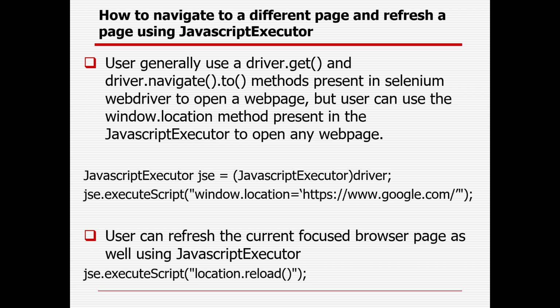You have already seen there are two important methods available, driver.get or driver.navigate.to, to navigate from one page to another page. And in case you want to refresh a page, you can use driver.navigate.refresh. But using JavaScript executor also, we can navigate to a new page, or refresh the old page as well, in case all the elements are not loaded fully. Users generally use driver.get and driver.navigate.to, present in Selenium WebDriver, to open a web page. But the user can use the window.location method in the JavaScript executor to open a new page. And if you want to refresh or reload the page, you can use location.reload.